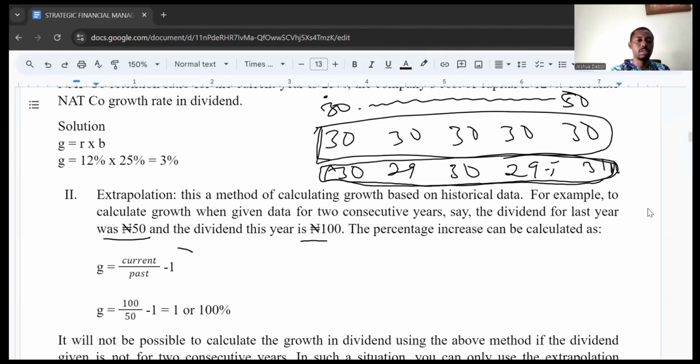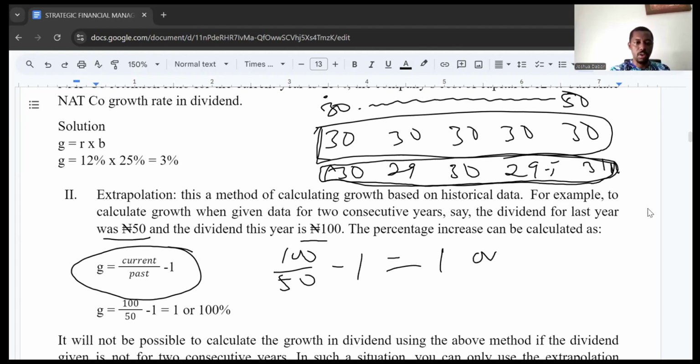The percentage increase can be calculated as follows. The growth will be equal to the current dividend, which is 100, over last year's dividend, 50, minus 1. That will give you 1, or 100%. So it's just like calculating your percentage increase, or your normal arithmetic when you are trying to calculate your profit margin.